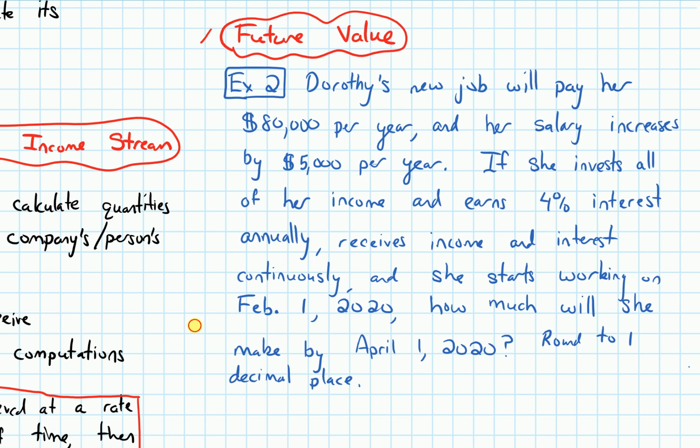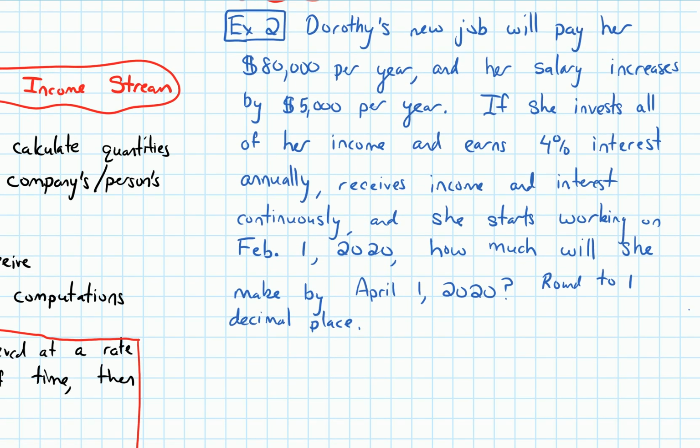Let's scroll it down a little bit. Let's start to break this down. It's asking how much will she earn, how much will she have in her account by this date. So it's talking about how much she'll have at some point in the future, and we call this a future value.